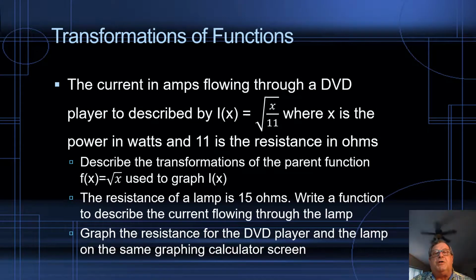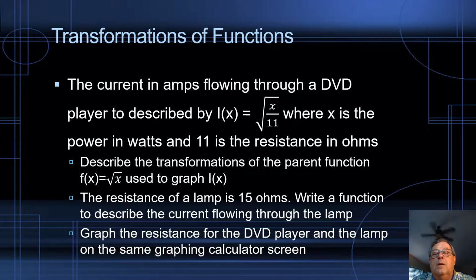Marching through parent functions and their transformations, and we're looking at a little bit of a real world problem here, although the technology here is maybe a little dated. But let's read what we got. The current in amps flowing through a DVD player is described by I of x equals the square root of x over 11, where x is the power in watts and 11 is the resistance in ohms.